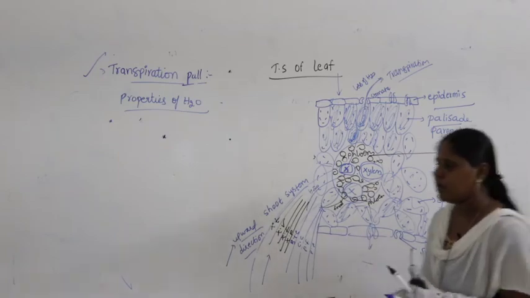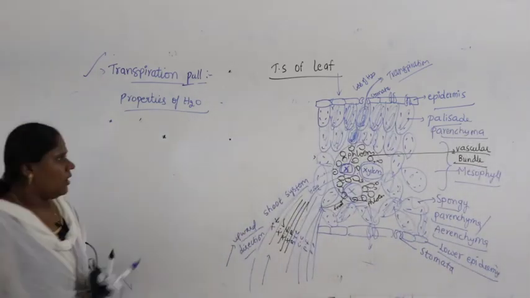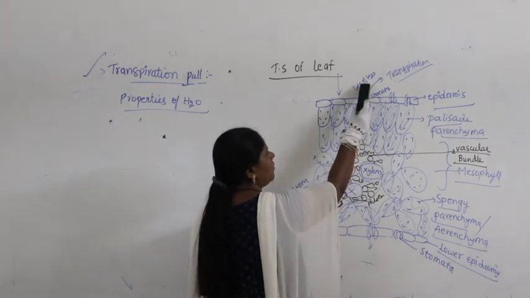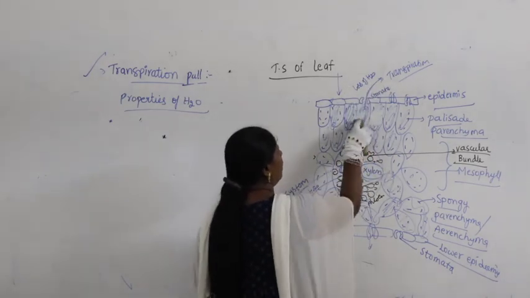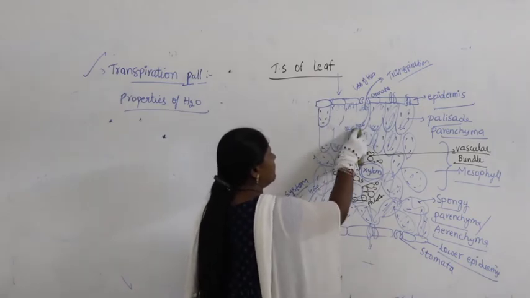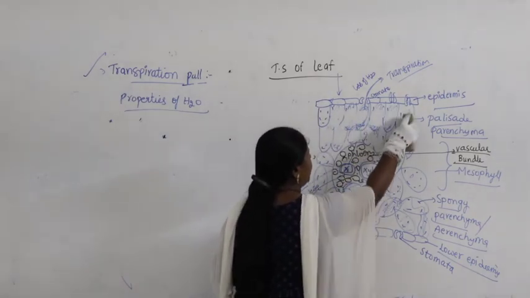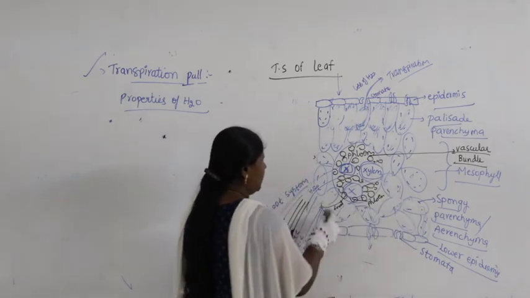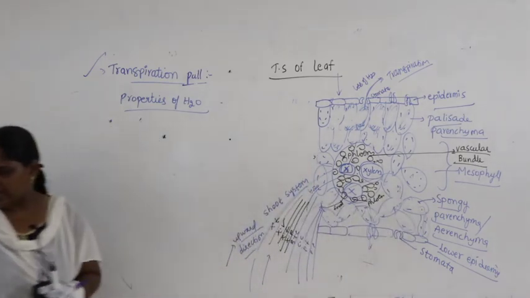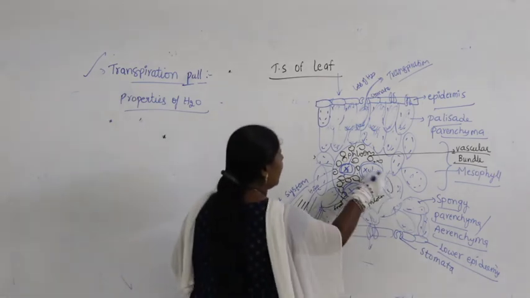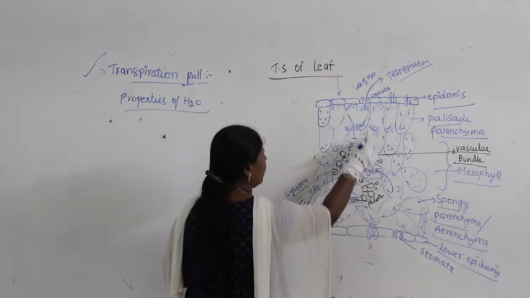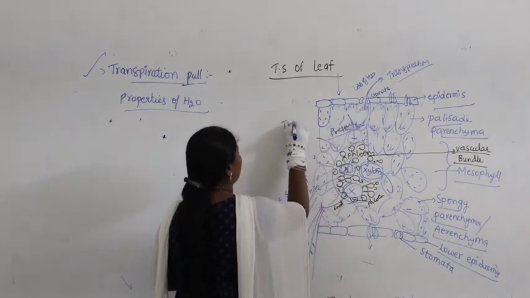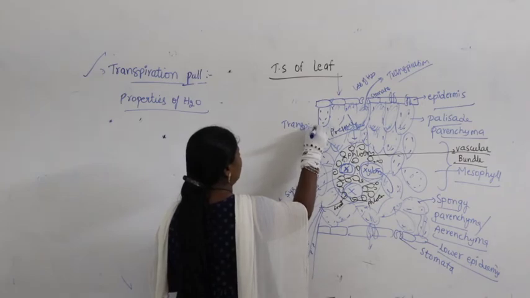So after some time what happens here? All the mesophyll cells are fully filled and there is a continuous loss of water by transpiration. Then all the mesophyll cells become empty. When all mesophyll cells become empty here, they apply a large pressure onto the xylem and phloem. That pressure itself is called transpiration pull.